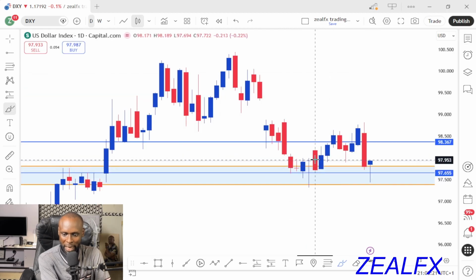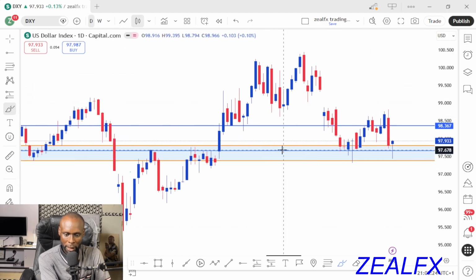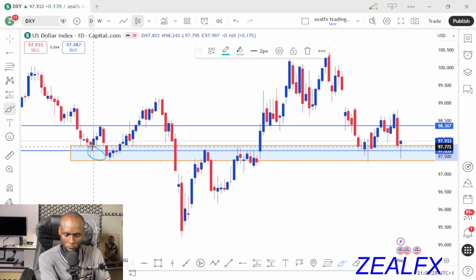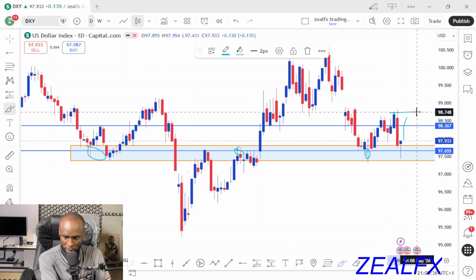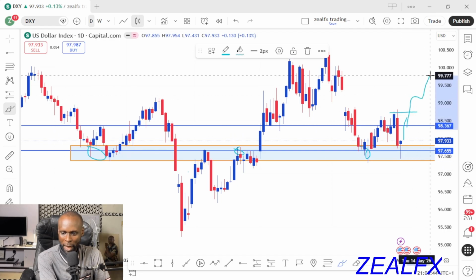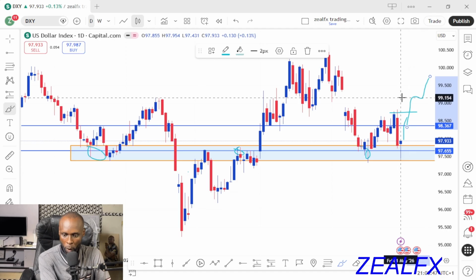So the DXY on my daily chart closed on this level. We see our price close on this support level. So long as we have price close on this support level, we still expect price reversal back to this resistance level on the DXY, which is the dollar index. And a break of price above this level might trigger more of the bullish trend for the DXY this week.